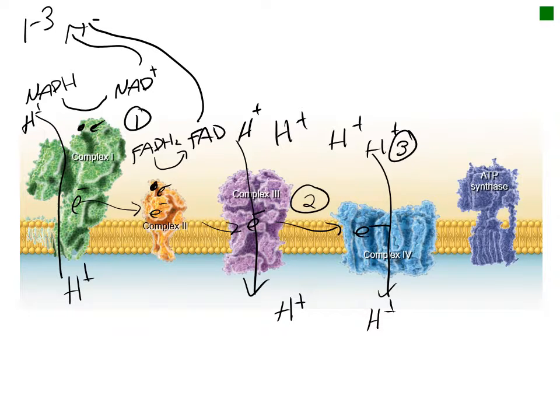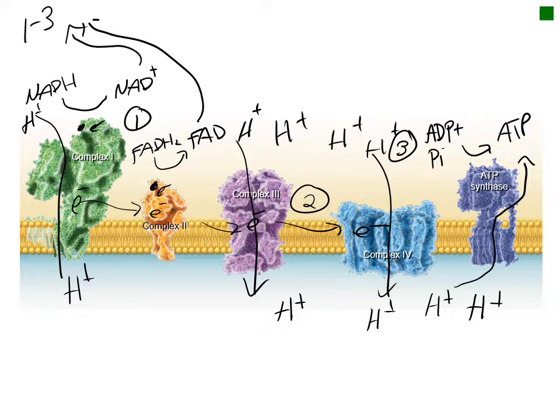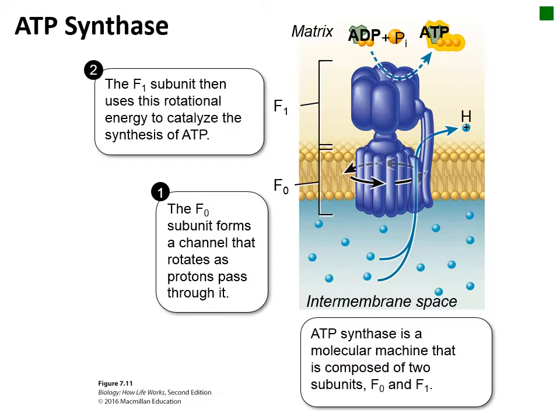This produces an electrochemical gradient of protons that then flow back through ATP synthase, providing the energy to produce ATP from ADP and inorganic phosphate. This is step 4 of this reaction.